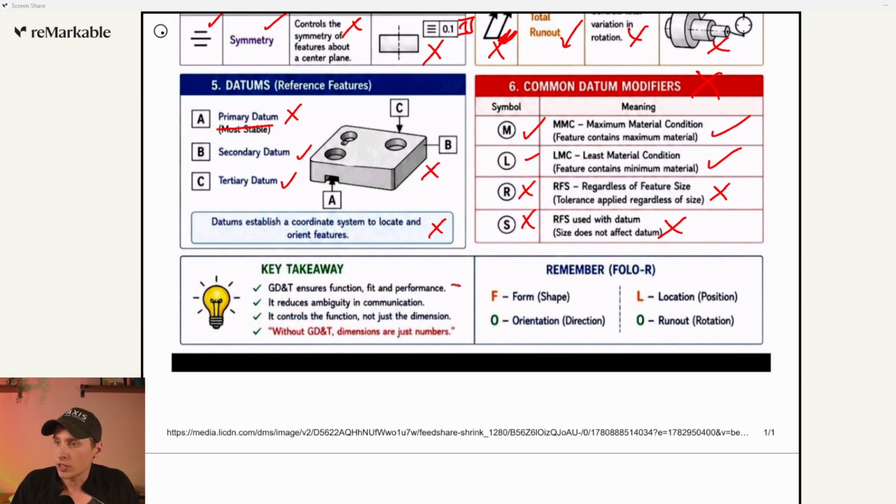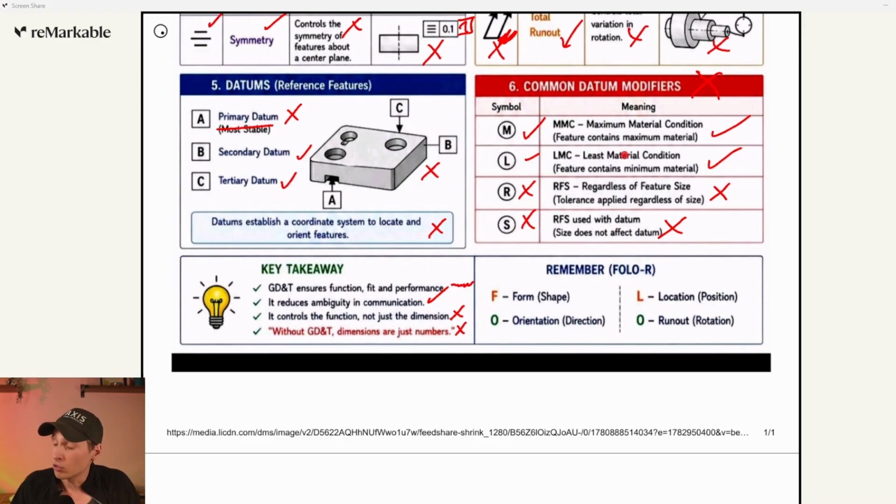Yeah, kind of ish. I don't know. Reduces ambiguity in communication. I do agree if everyone's properly trained. It controls the function, not just the dimension. Tells you what the function of the part is. Without GD&T, dimensions are just numbers. I don't know if I would agree with that. GD&T just explains the numbers better.